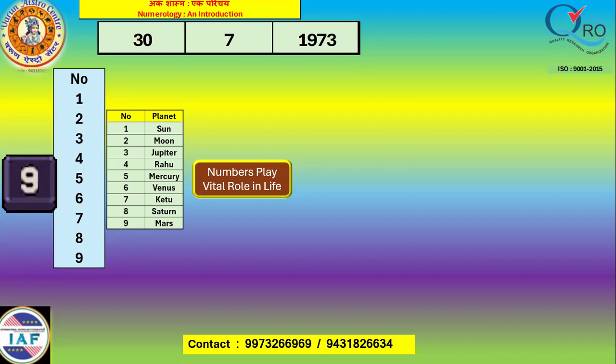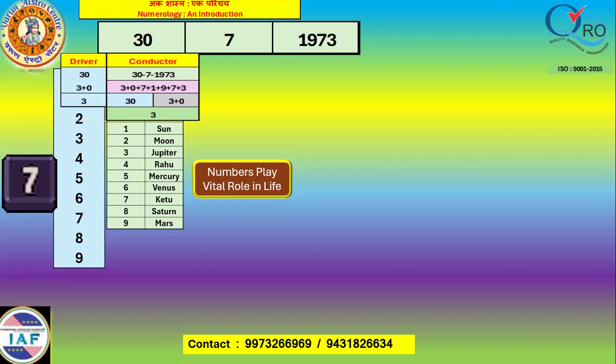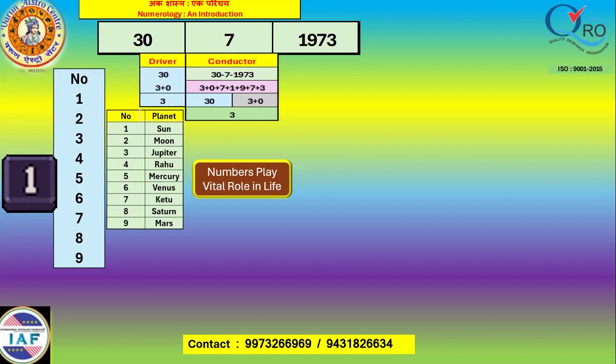So for this native, the static data are unique. His number starts from 3 in the birth date, month, and year. His number starts from 3, ends with a 3. And driver is 3, conductor is 3.